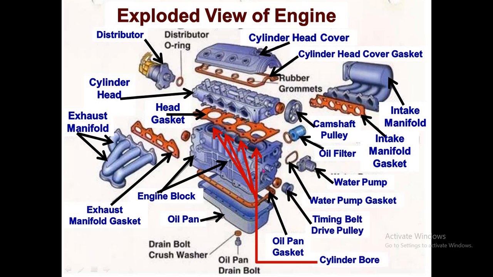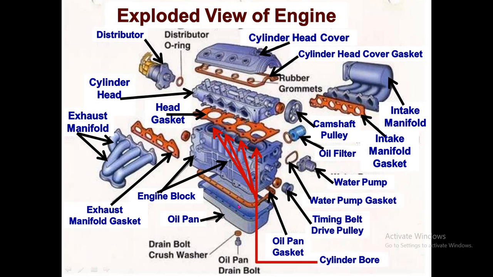This is the cylinder block. It contains a number of cylinders according to the type of engine. If our engine is a 4-cylinder 4-stroke engine, then it contains 4 cylinders in the block. So generally, this is the cylinder block in which either the cylinder is fitted or there may be a cylinder bore inside the engine block.